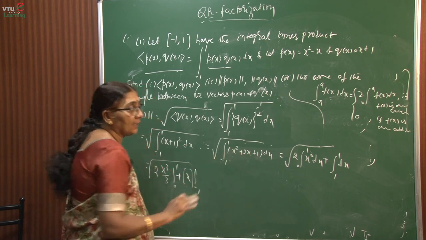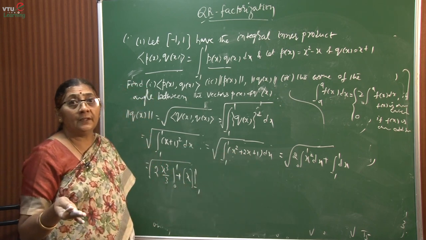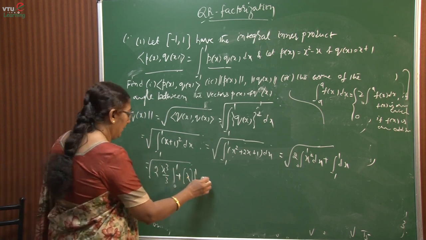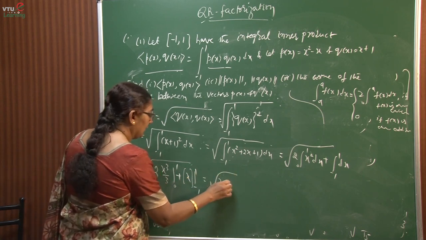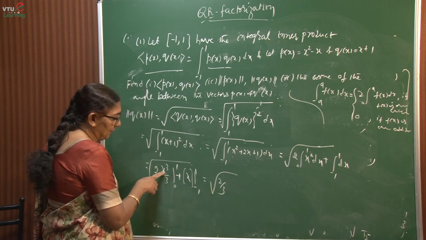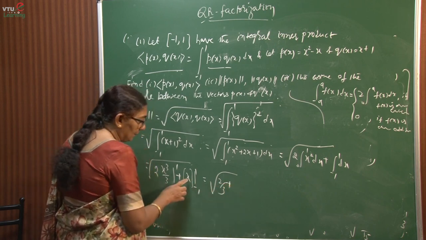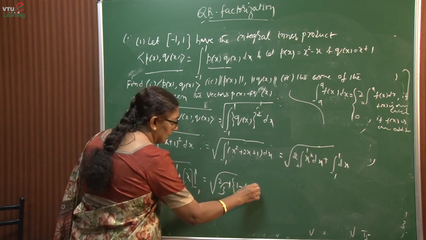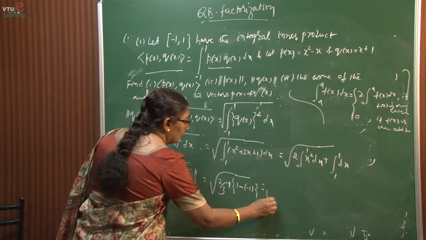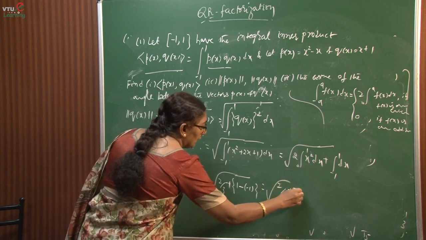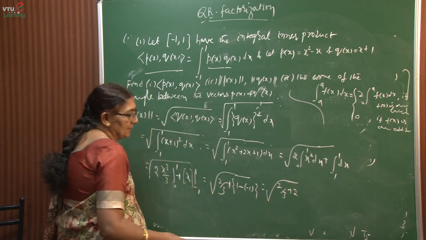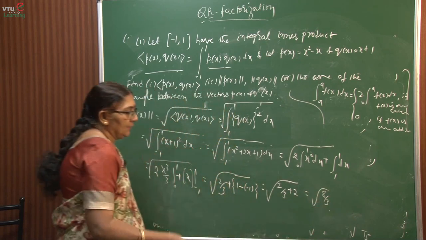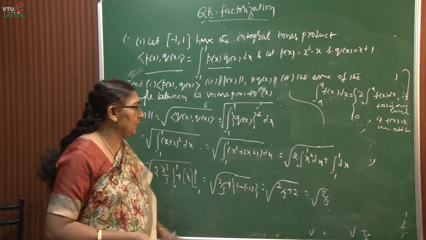Keep in mind this is a constant. You can't say a constant is an even function or odd function, therefore I am leaving it as itself. What is the value here? The square root of 2 by 3. The upper limit is 1, but while applying the limit here, we have to take 1 minus the lower limit. What is the lower limit? Minus 1. What do we get? 2. So 2 by 3 plus 2. If we take the LCM, 3 is the LCM, 3 2s are 6 plus 2, we get root of 8 by 3.